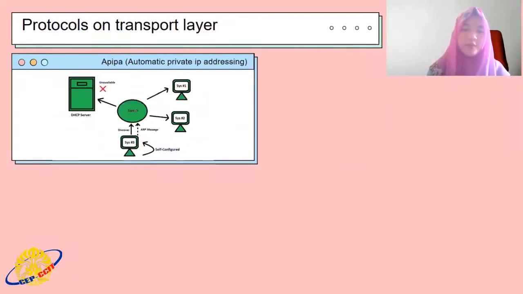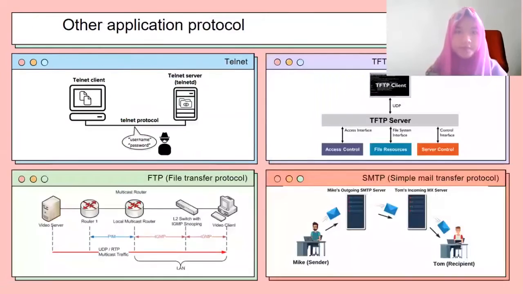Fifth, APIPA. APIPA or Automatic Private IP Addressing has the task of providing an IP address to the system if giving the IP address with DHCP fails. And then other application protocols used by other layers, namely session, presentation, and application.